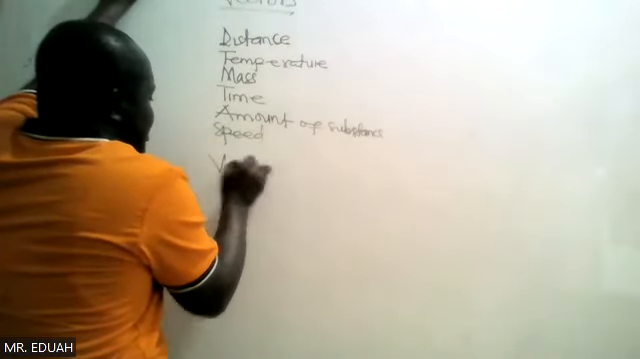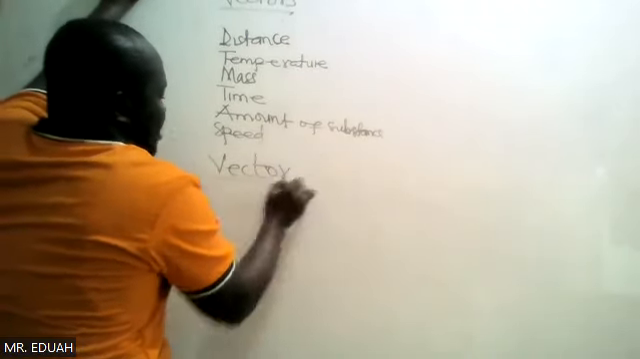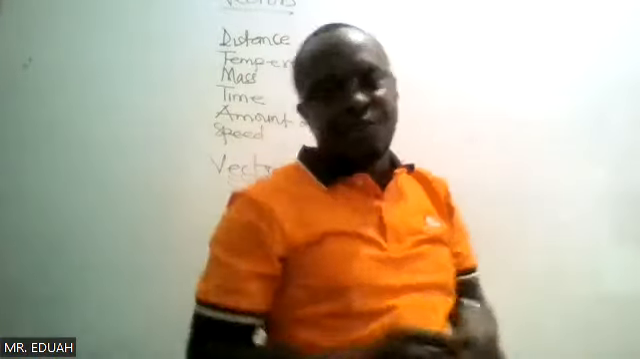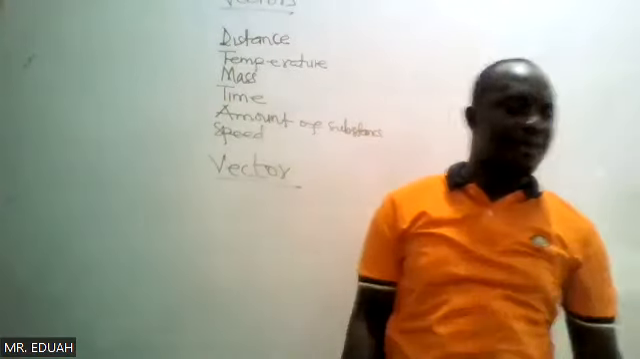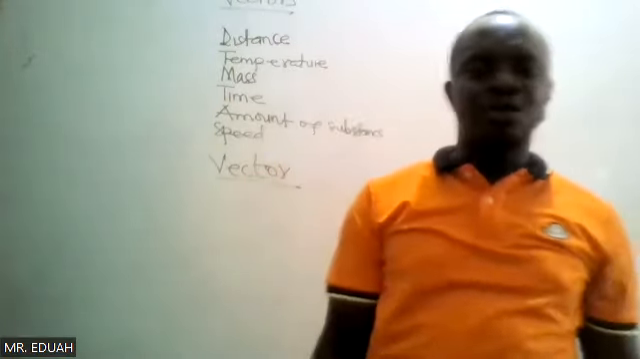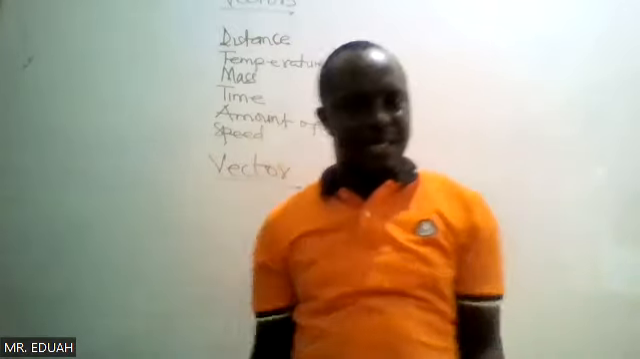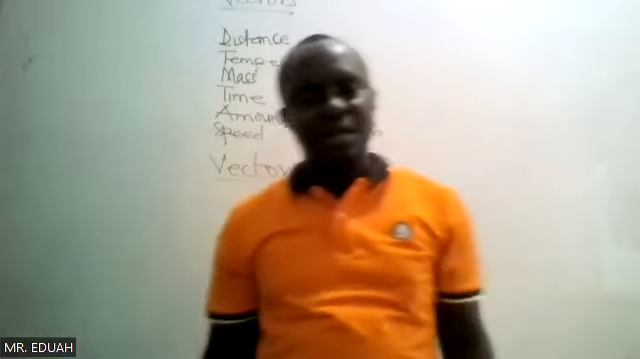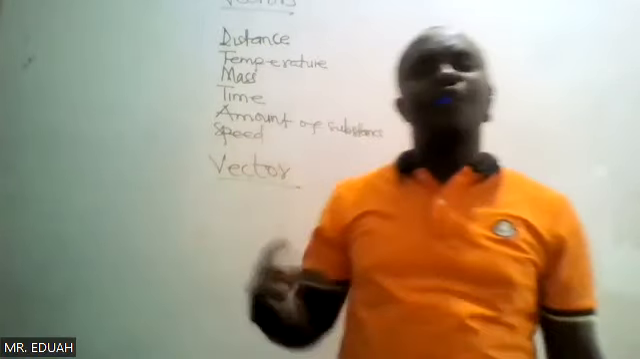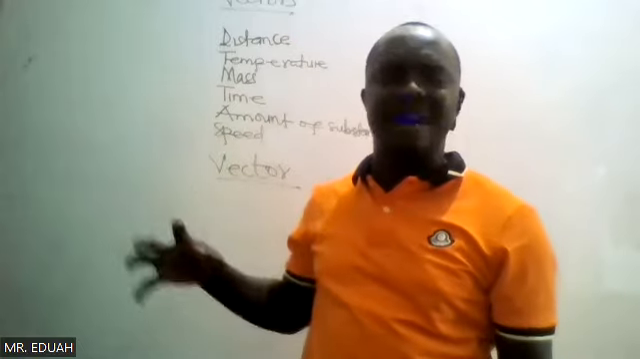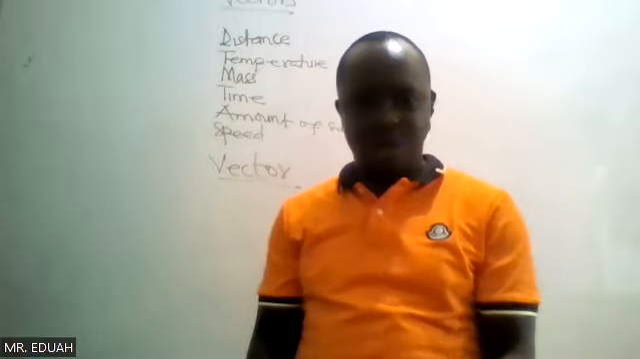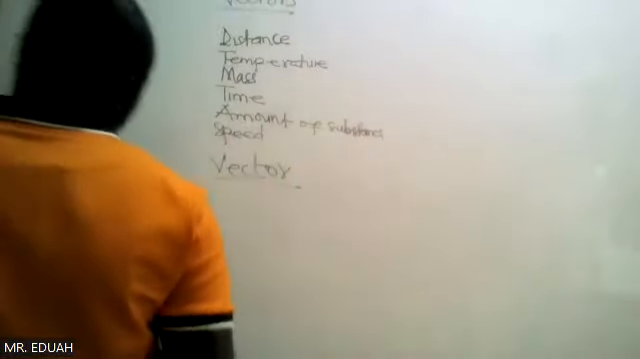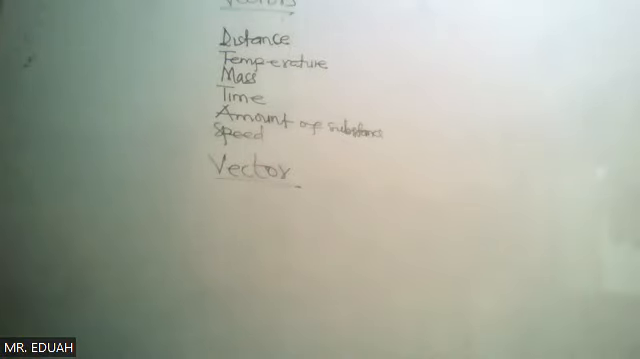Vectors. What is a vector quantity? If scalar quantities have nothing to do with direction and only talk about the amount of the substance, for vector quantities, we describe them by their magnitude as well as their direction. So give me an example of a vector quantity.